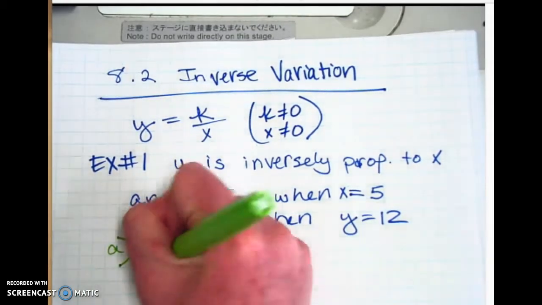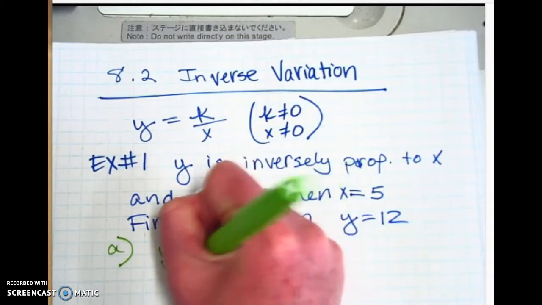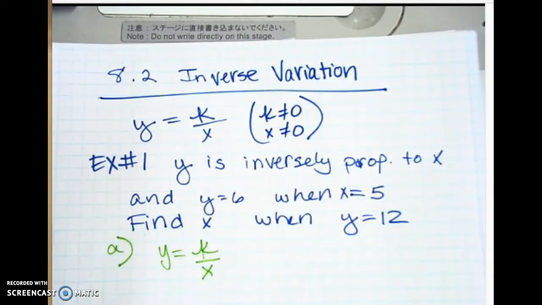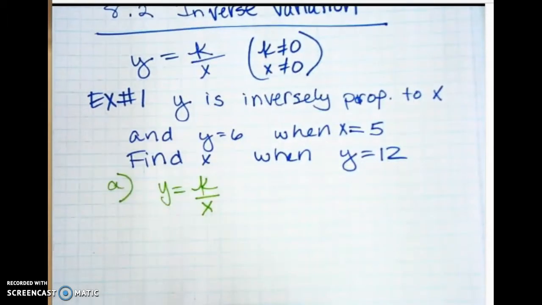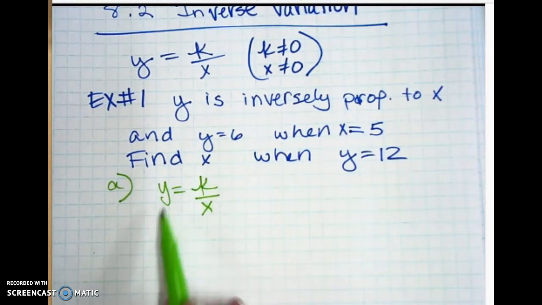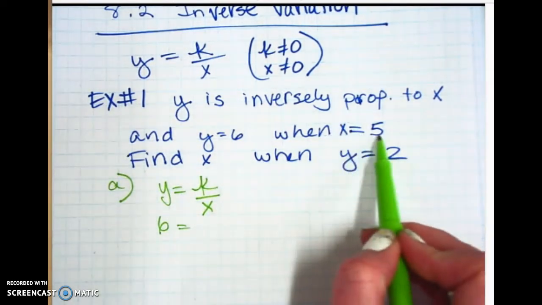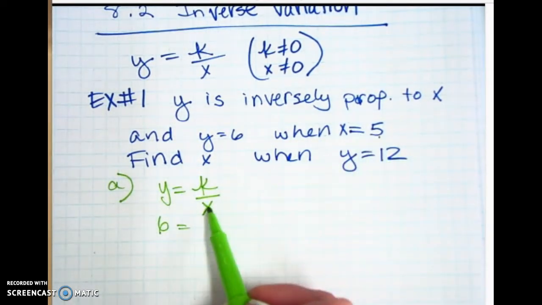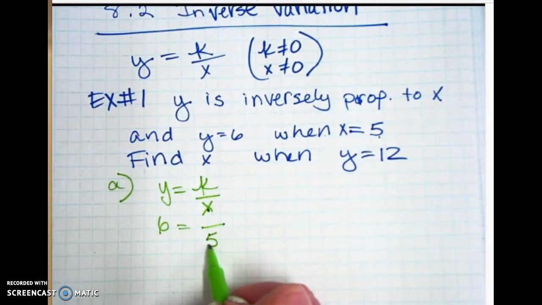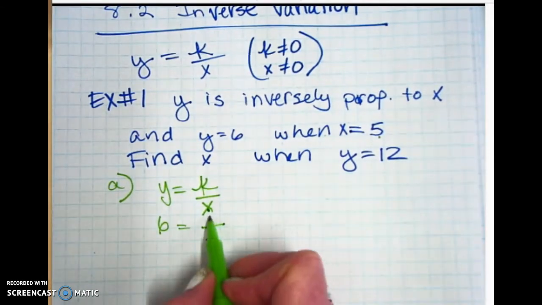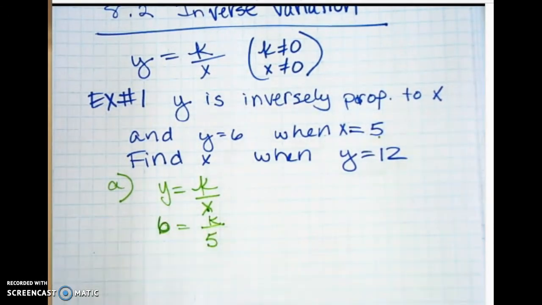You're going to start by writing y equals k over x. Then directly underneath it, I just plug in whatever information they give us. So y equals 6. So instead of writing y, I'm going to write 6. And x equals 5. So the x is in the denominator, so I'm going to put that 5 in the denominator and the k in the numerator. You should only have one variable left. That's the variable you need to solve for.